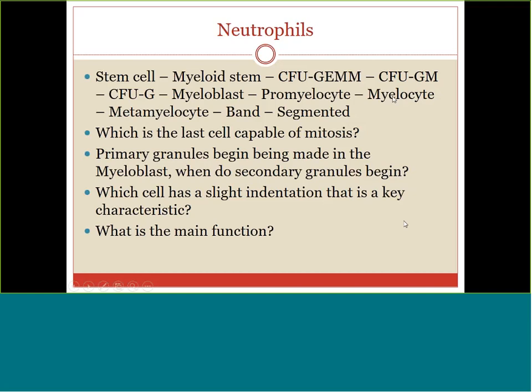Which cell has a slight indentation? That is a very key characteristic, and that is metamyelocyte. So that's when the nucleus goes from being perfectly round to being slightly indented, because remember, we've got to get it to the segment where it's all weirdly lobed. So the metamyelocyte stage is the very first one where you will see that nucleus start to become indented. It's kind of like a kidney bean shape almost. And then again, the main function of neutrophils, of course, is phagocytosis, to fight off especially bacterial infections.